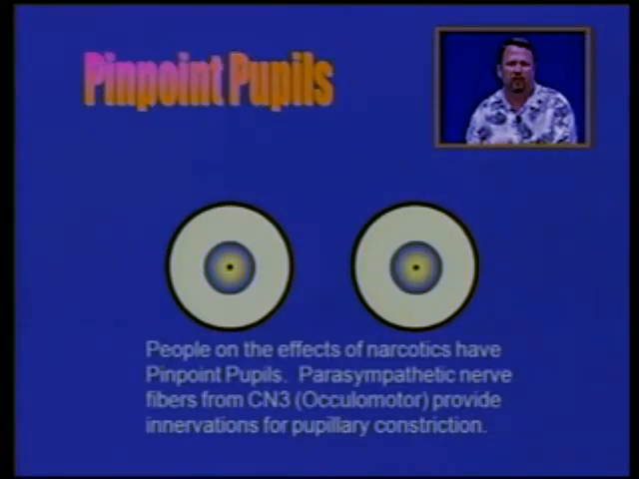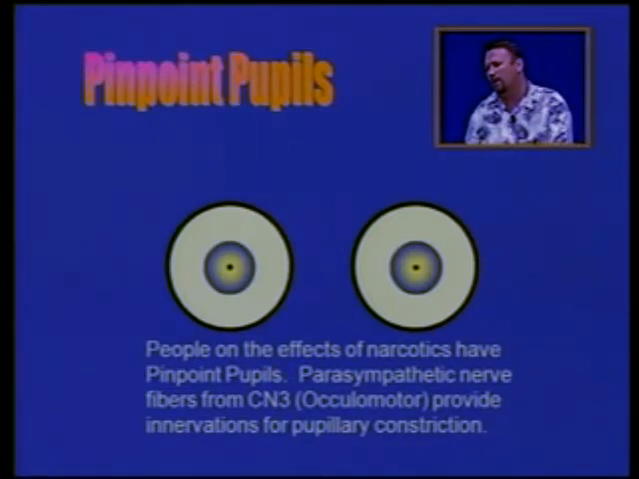I like to throw this in. Pinpoint pupils. People on the effects of narcotics, opioid analgesics, can have pinpoint pupils. Parasympathetic nerve fibers from cranial nerve 3, the oculomotor nerve, provide the innervation for pupillary constriction.